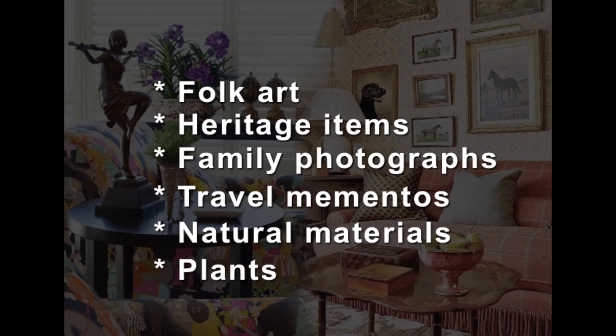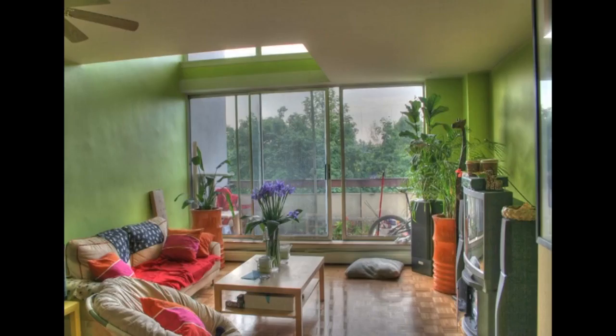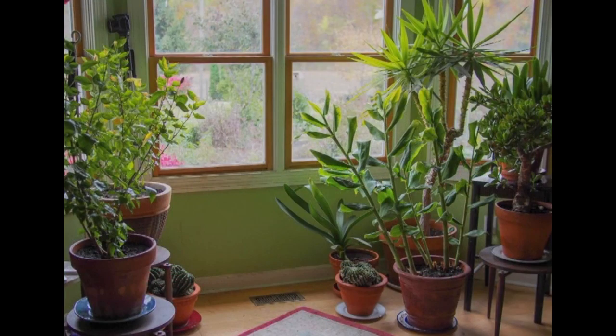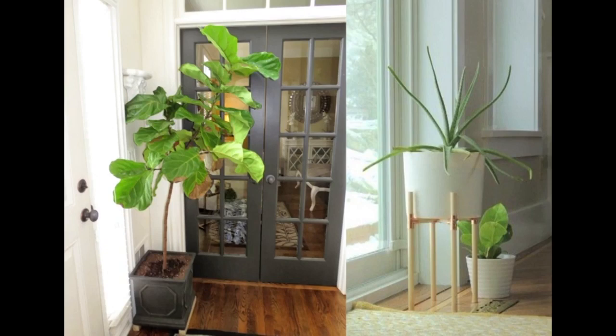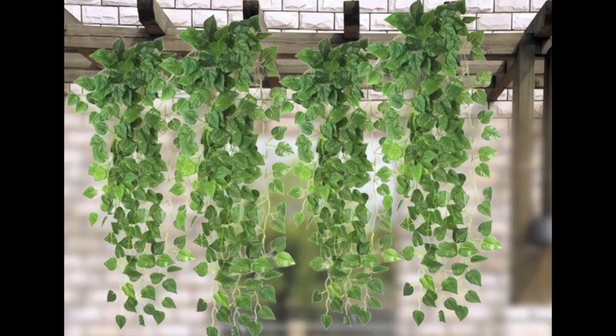The next one is plants. Plants give immediate vitality to a room. They are a wonderful ecological decorating accessory that feeds on carbon dioxide and emits oxygen. Consider where they will be placed in the room so you can select plants that have the appropriate humidity and light to grow and flourish. Plants can sit on windowsills, tables, shelves, or pedestals, or hang from the ceiling.